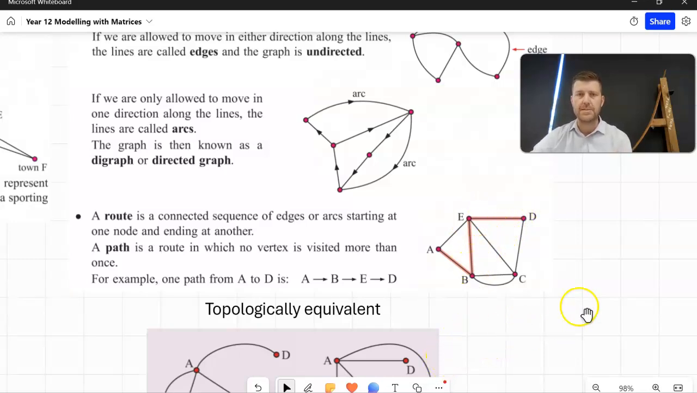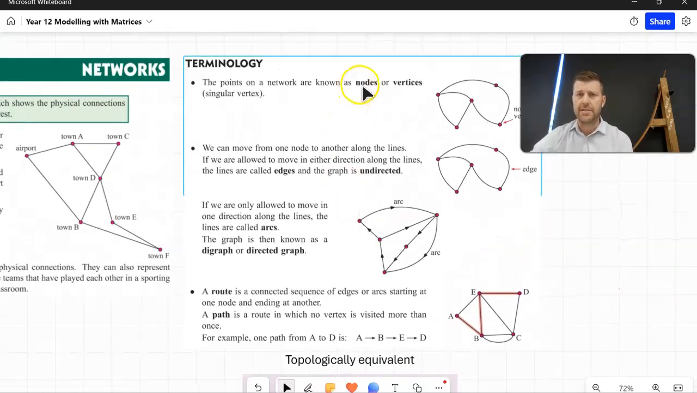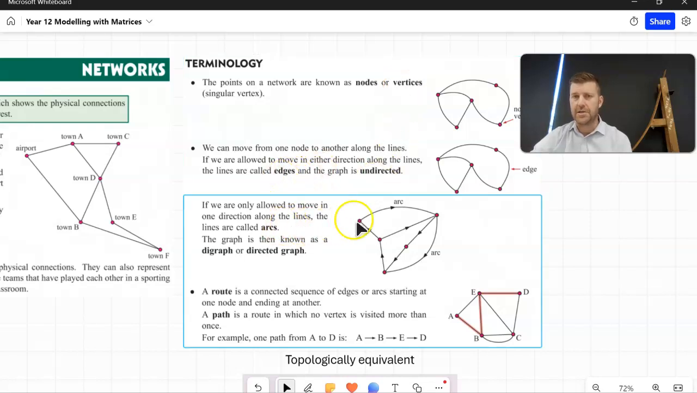Okay, so that's pretty much it. That's what networks are. Hopefully you understand now what a node is, or a vertex, an edge and an arc, the difference between an undirected and a directed network, and the idea of a path and a route.